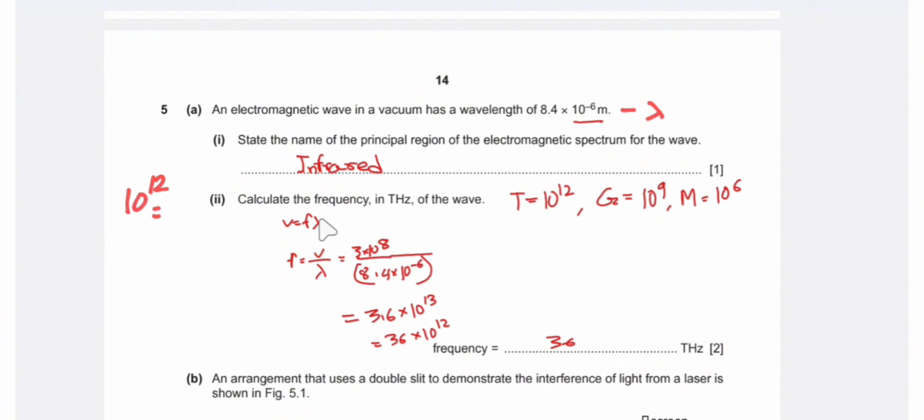First of all, what is the value of frequency? We know the equation v = fλ, so f = v/λ. We know the wave is an electromagnetic wave, so for all electromagnetic waves the speed is 3 × 10^8 meters per second. So 3 × 10^8 divided by λ, and λ is 8.4 × 10^-6. The frequency that we get is 3.6 × 10^13, or approximately 36 × 10^12, and 10^12 is tera. So 36 terahertz. Tera is 10^12, giga is 10^9, mega is 10^6.